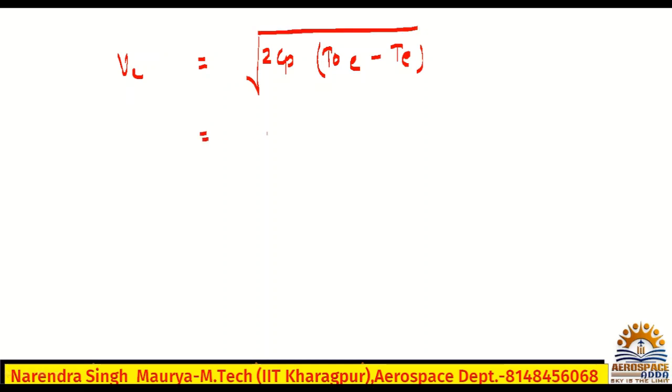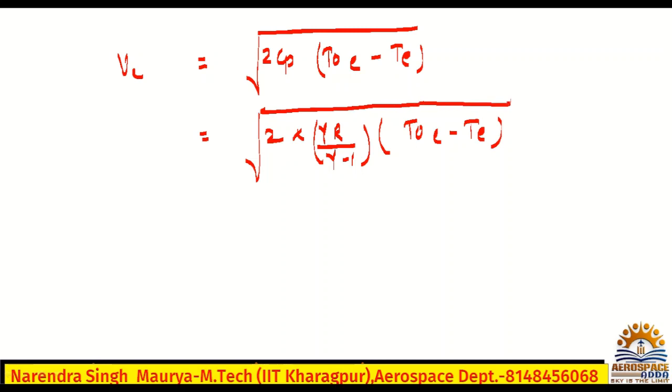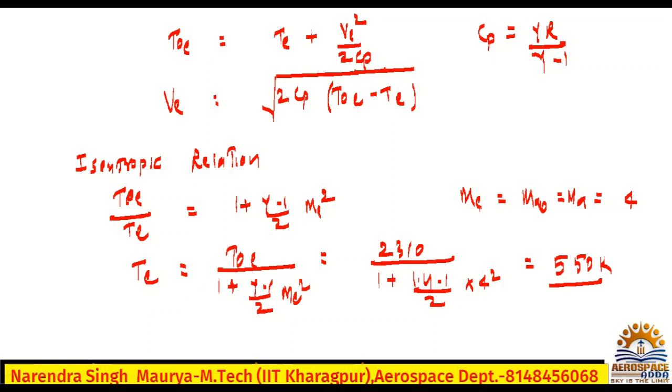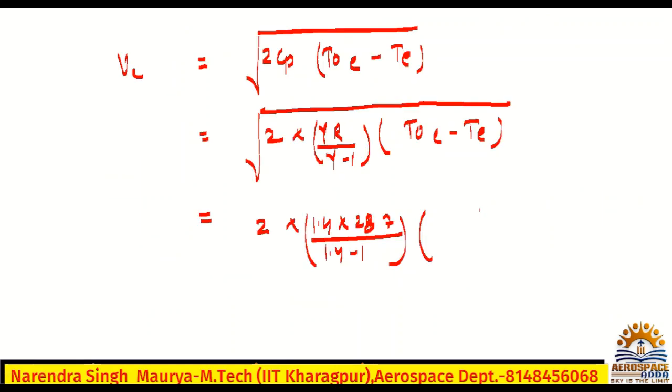So we'll write VE is nothing but the square root of 2Cp times T naught E minus TE. We'll write 2 Cp, what is the Cp? Gamma R divided by gamma minus 1, in bracket T naught E. We'll write all the values here. 2, gamma is 1.4, R 287, divided by 1.4 minus 1, T naught E 2310 minus 550.